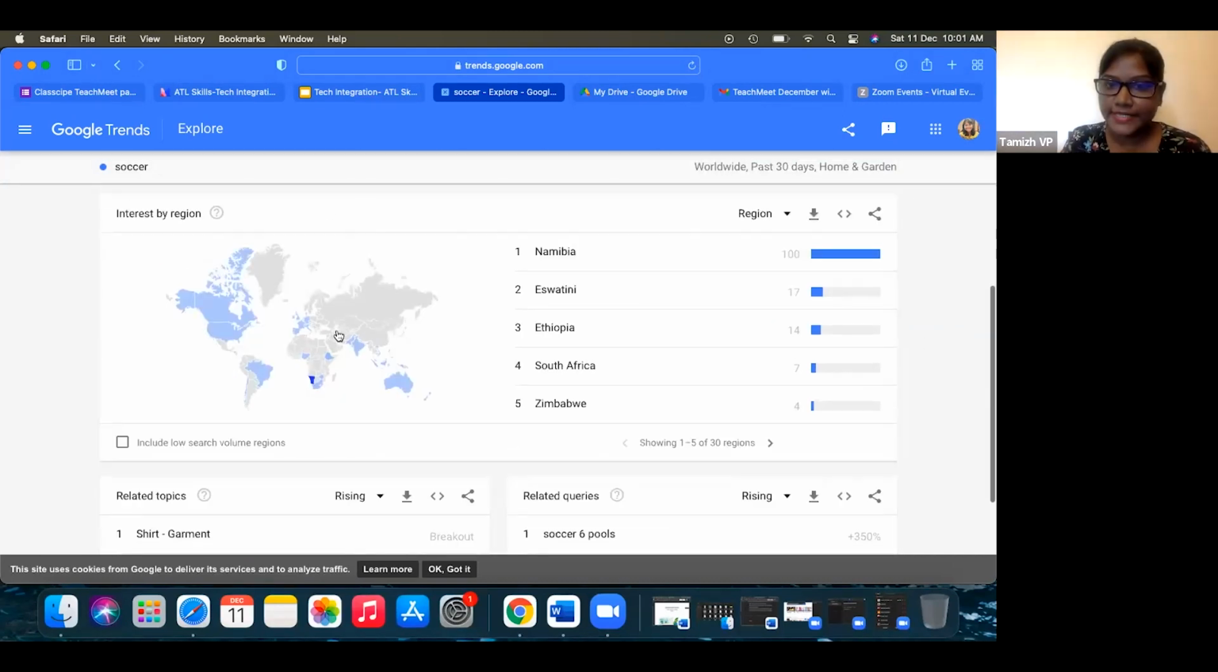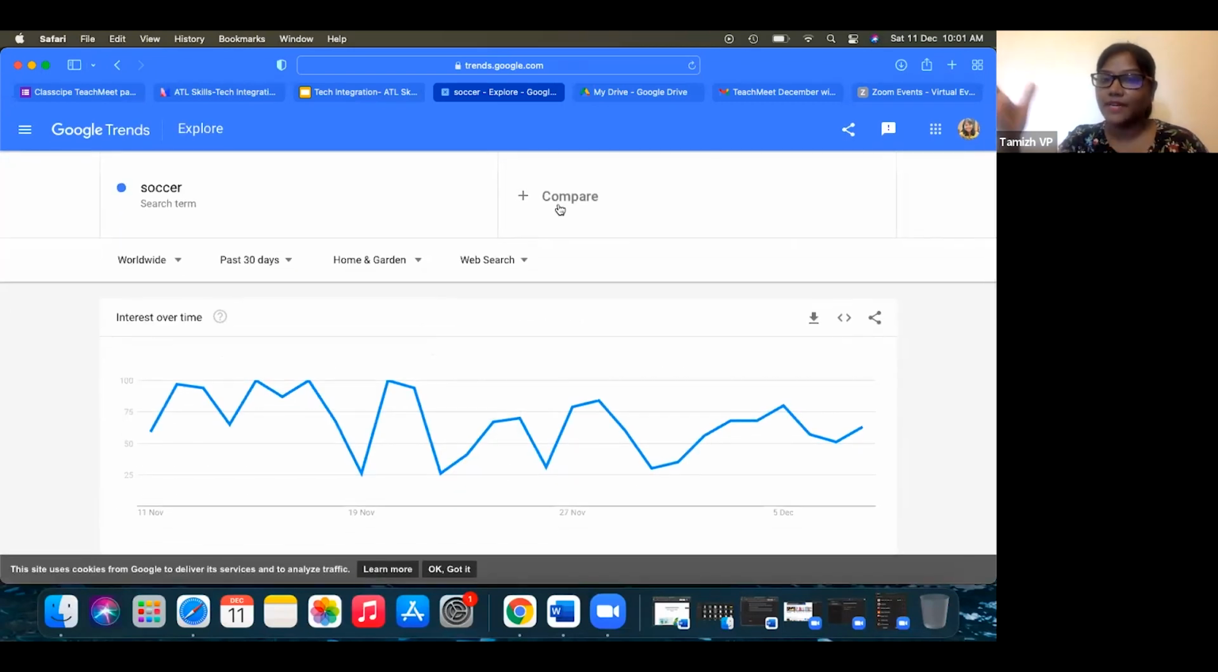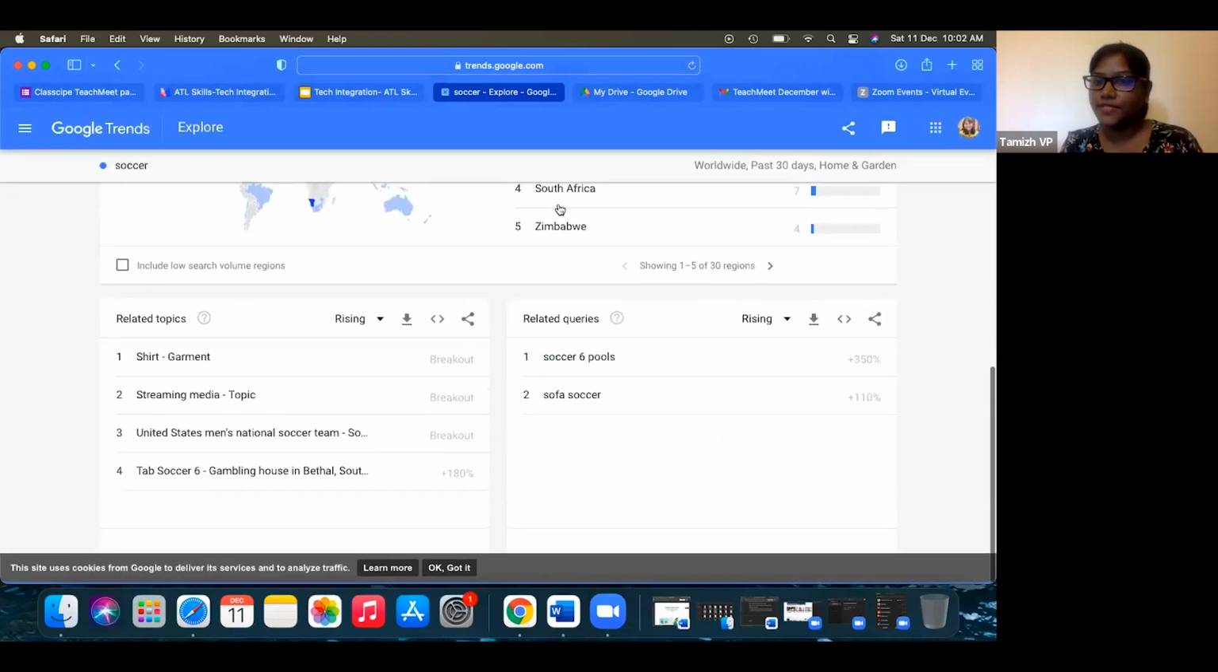You can also look at it region wise. You can also connect it with another trend. You can have multiple topics together and then see if they're all searched together or not. So you can establish a connection between that one concept and the other concept. So Google Trends is a wonderful tool.